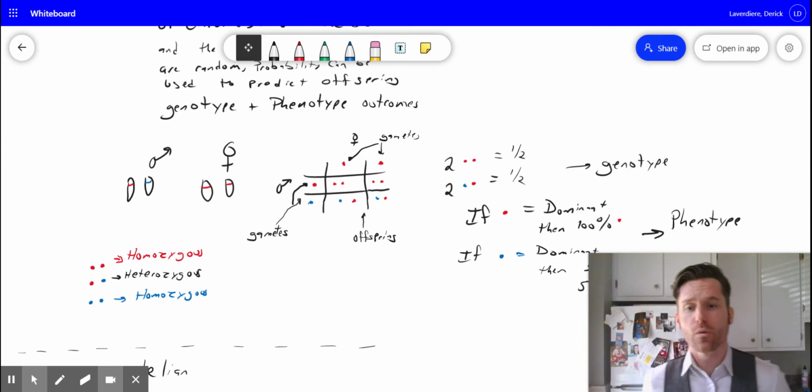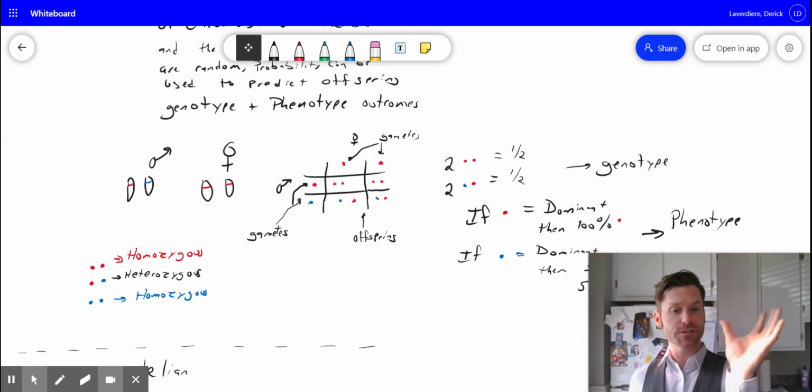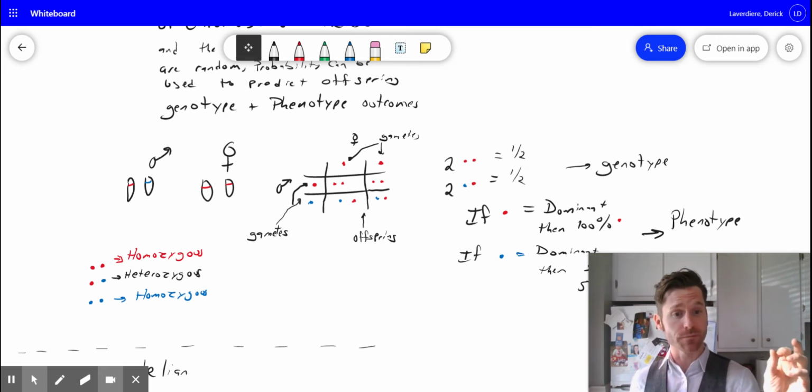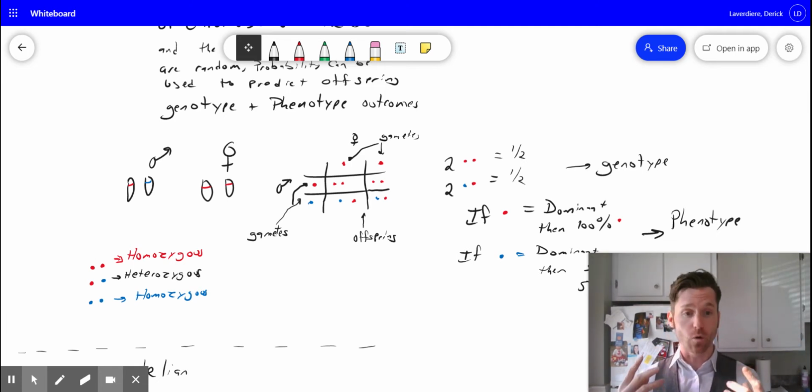So we have a genotype, which is just the actual assortment of alleles the organism has. And in my model here, I have a red allele and a blue allele. So I can have a homozygous red organism. It has two red alleles. I can have a homozygous blue organism. It has two blue alleles. Or I can have a heterozygous organism. It has one red and one blue. It's a mix. Hetero means different. Homo means the same. So it's either the same red or the same blue.